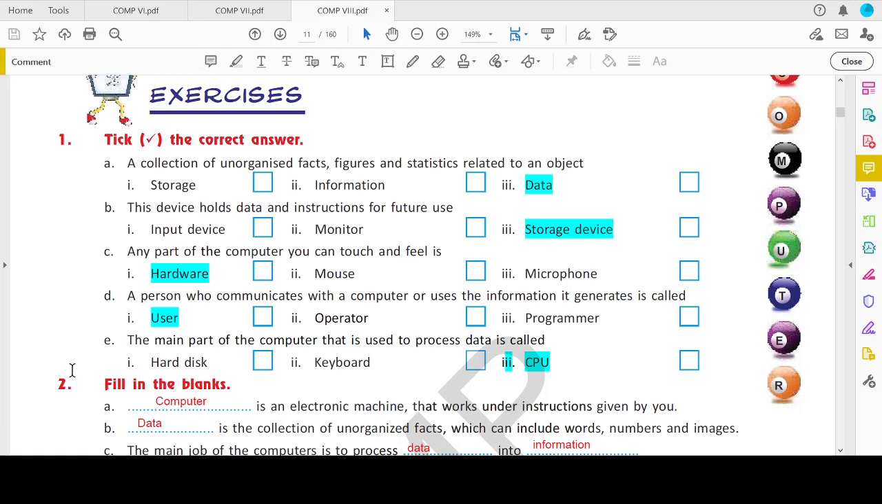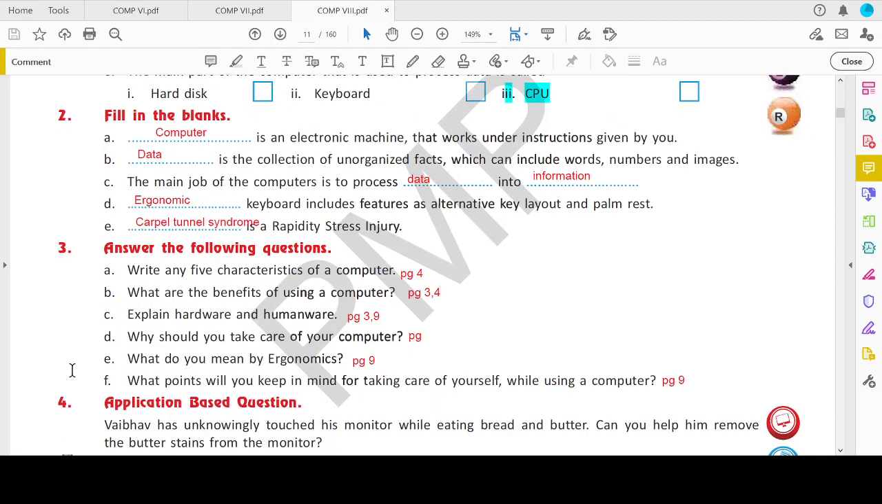Next, fill in the blanks. Dash is an electronic machine that works under the instructions given by you. A computer is an electronic machine that works under the instructions given by you. It is capable of interpreting your instruction. It is capable of executing your instruction. So it works under the instructions given by you.